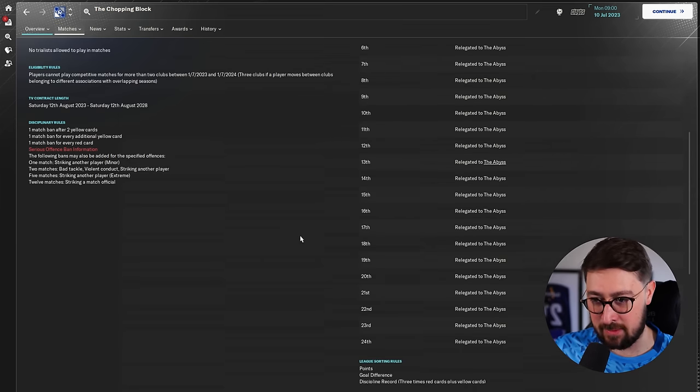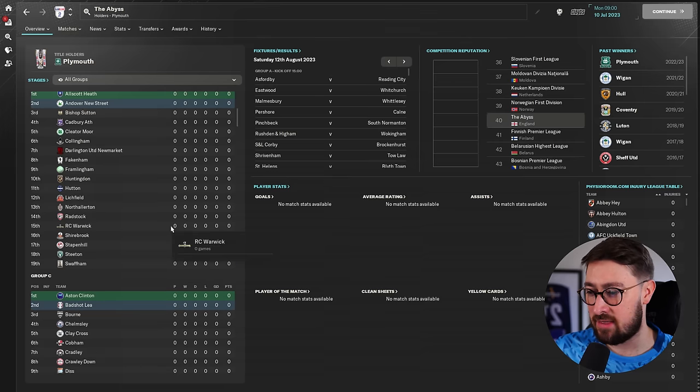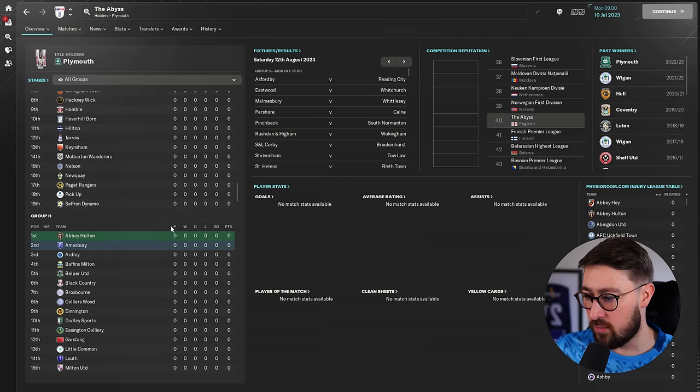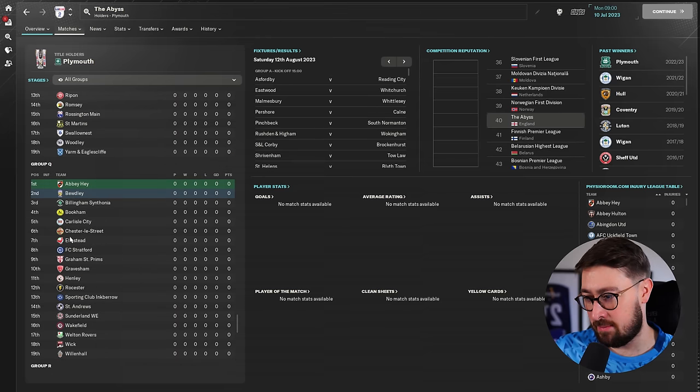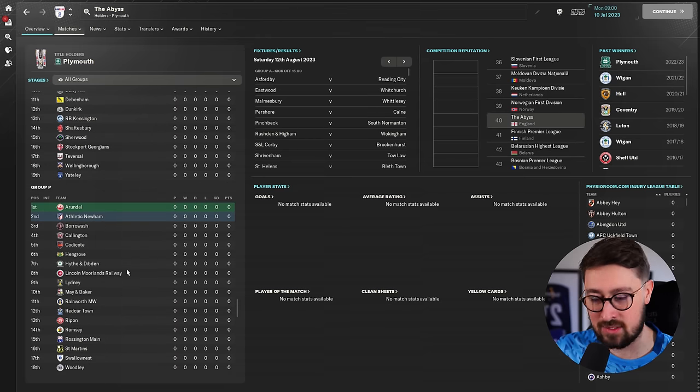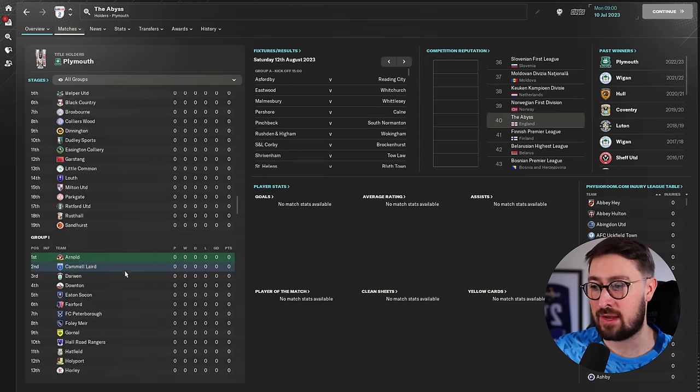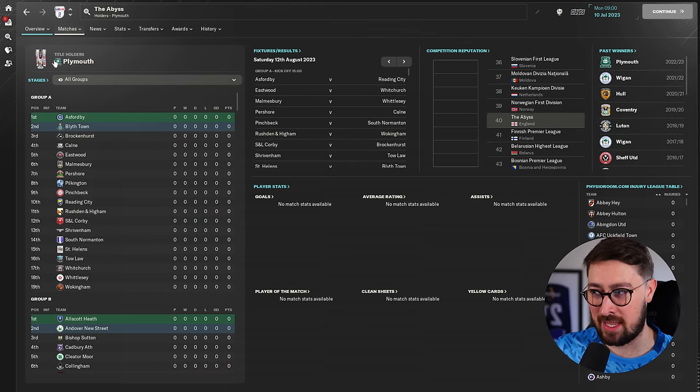And if we look at the Abyss, this is the Abyss. There is Group A all the way through to Group T of just random teams that are in the Abyss trying their hardest to escape. What we're going to go and find out now is who does manage to escape, what happens to the teams, what happens to some of those Premier League teams, because I want to see them in the Abyss at some point. Let's go one season in and find out what happens in this ridiculous database.